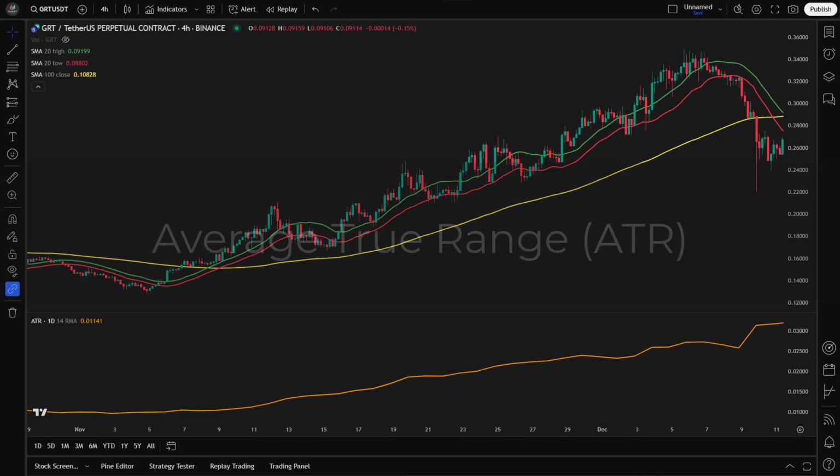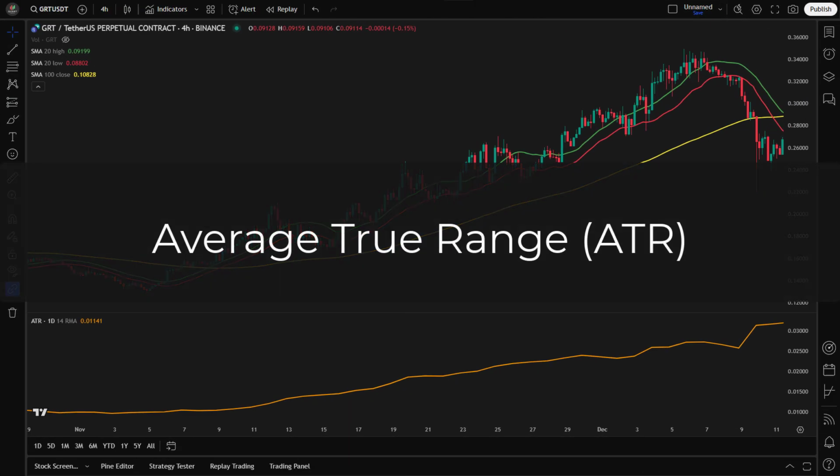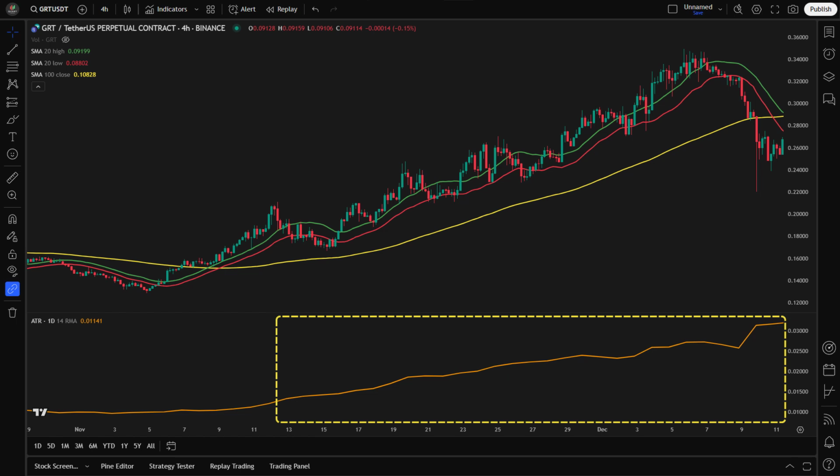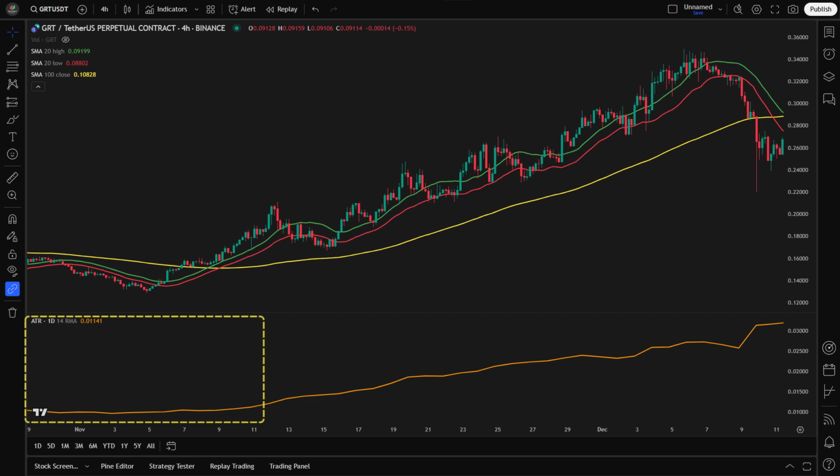Finally, we use the average true range to filter out low volatility periods. ATR measures how much the price moves on average over time. A high ATR means strong price movements, good for trading. A low ATR signals a quiet market, which can lead to false breakouts. By avoiding trades during low volatility, we increase the chances of catching real momentum-based moves.